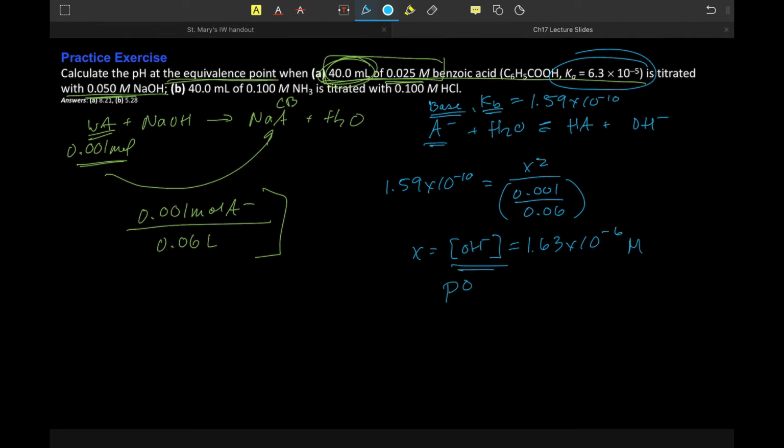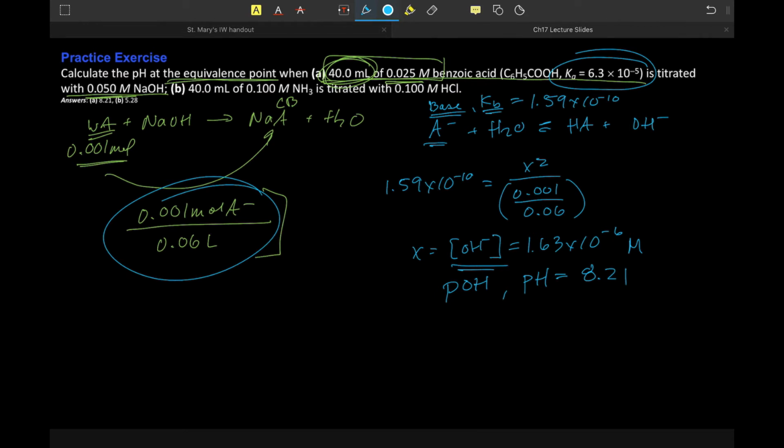And so then I would have to go get my pOH and then figure out my pH, which would be 8.21. Yes, does that make sense, right? And we would double check that it makes sense because we have a weak acid. We should have a basic pH, which reflects the fact that all of my weak acid has now been converted to its conjugate base counterpart. Yes? All right, and then we've got another one.